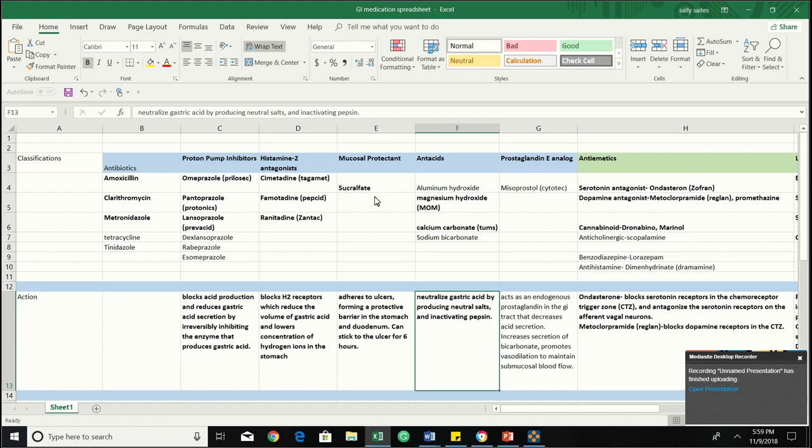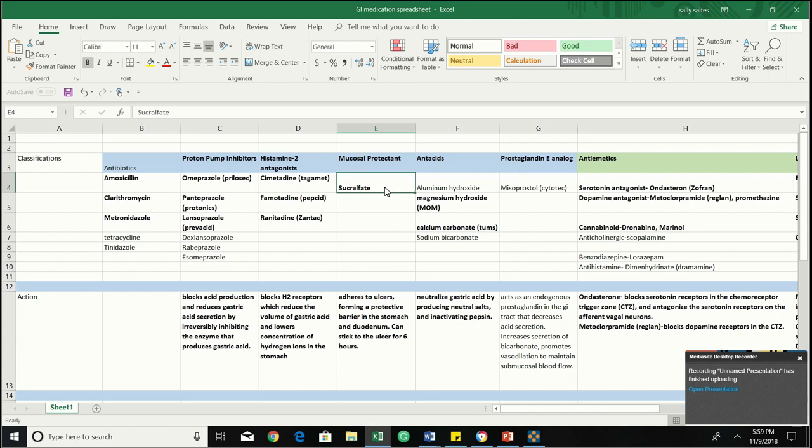Our mucosal protectants, sucralfate. So sucralfate, think about Pepto-Bismol. You know how Pepto-Bismol coats the inside of your stomach. Well, this goes a little bit further. It's just a little bit better than Pepto-Bismol. And it also coats the inside of your stomach and then through the duodenum slightly. It's mostly for gastric and duodenal ulcers.